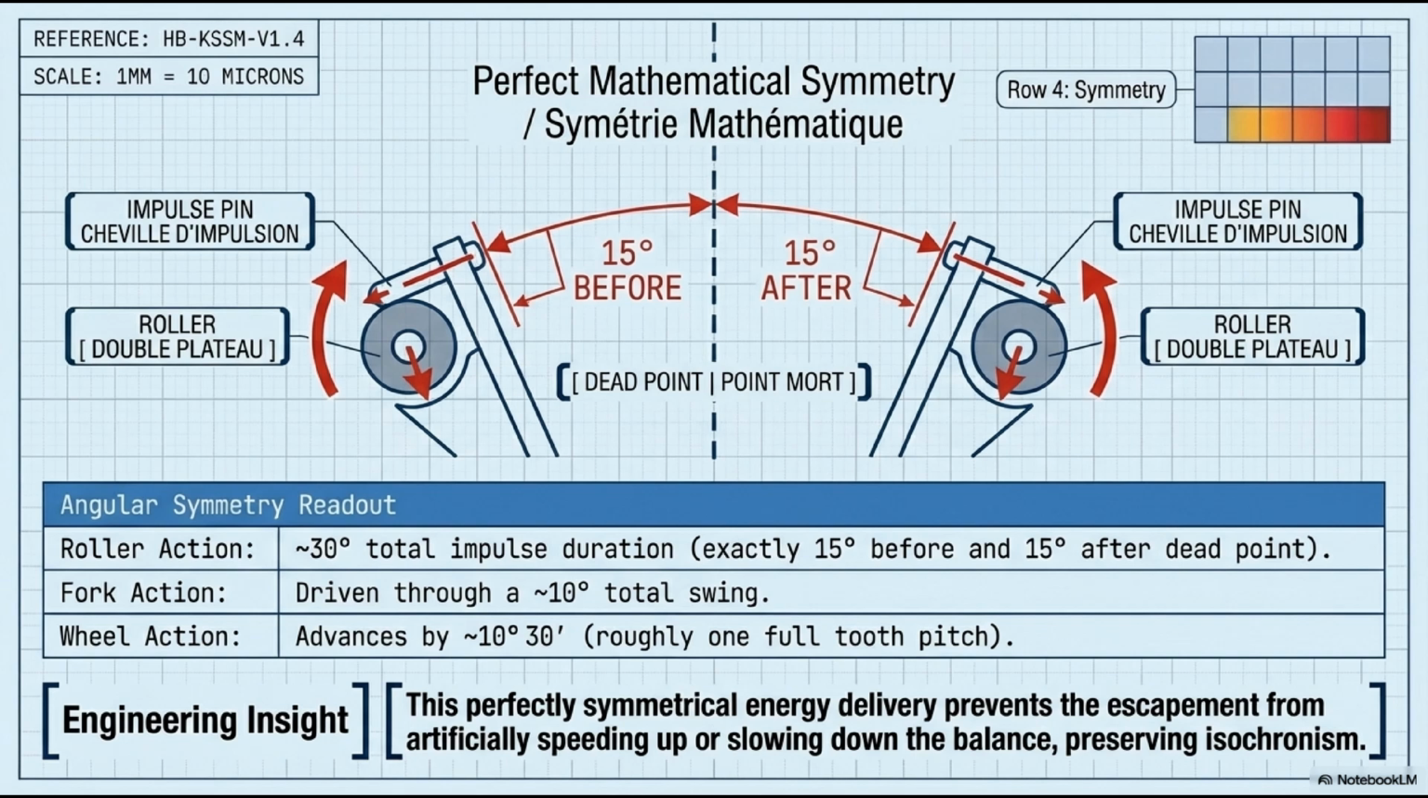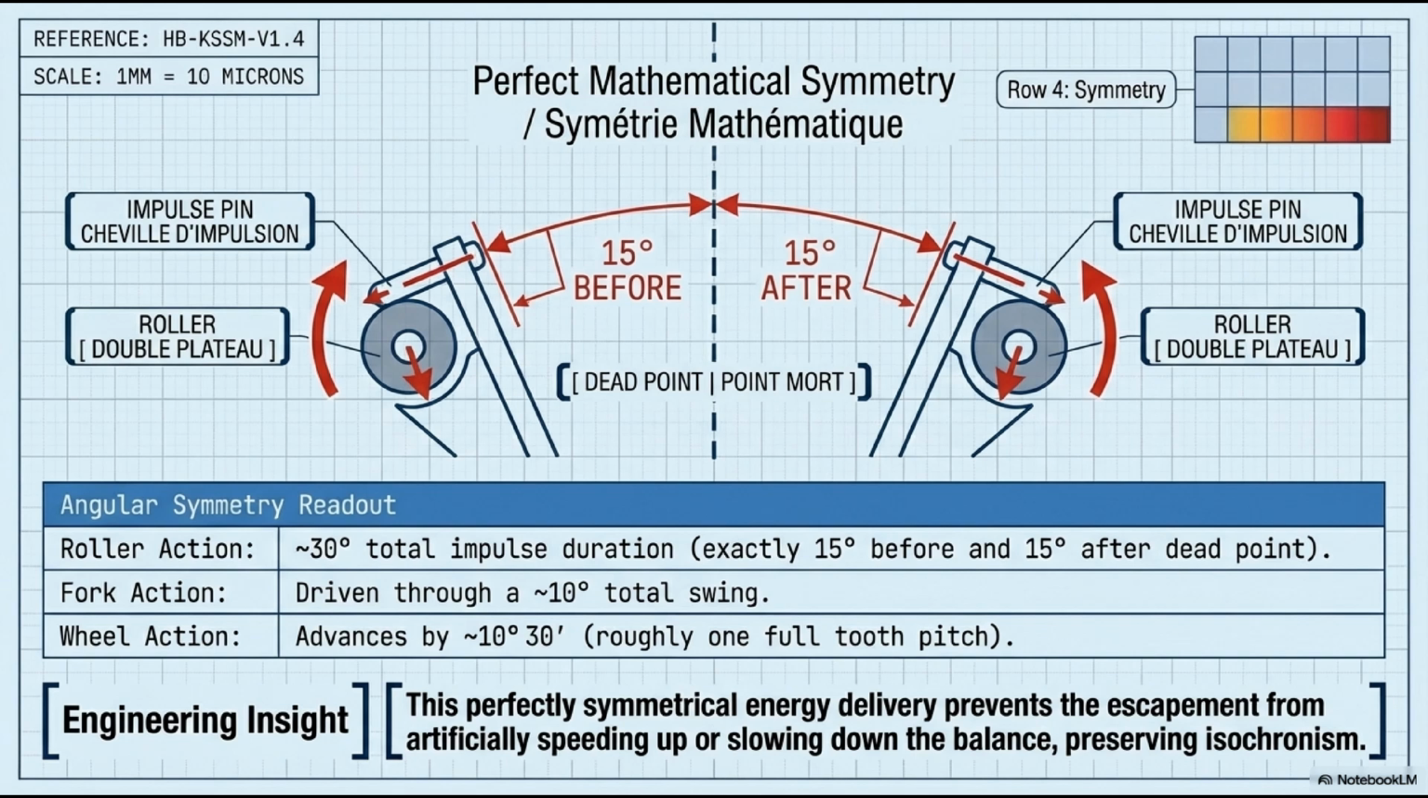But if the impulse is split exactly 15 and 15 degrees about the dead point, the effect is symmetric. Equal energy before and after the equilibrium. No net positional bias. The frequency is unaffected by the escapement's energy injection. This symmetric split is not accidental. It's a direct geometric consequence of the mixed layout, tracé mixte, which we'll analyze in section 6.5.